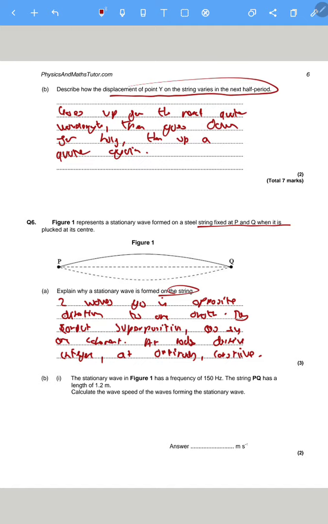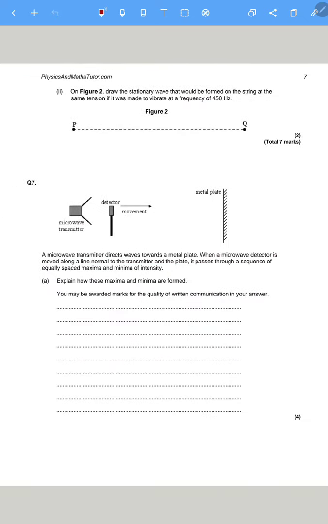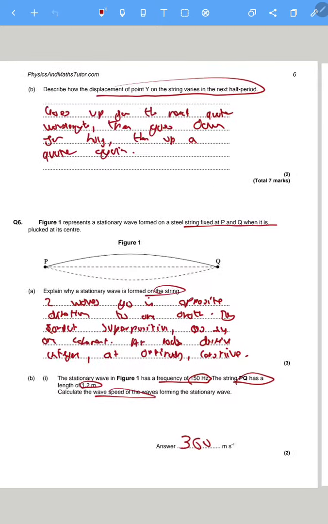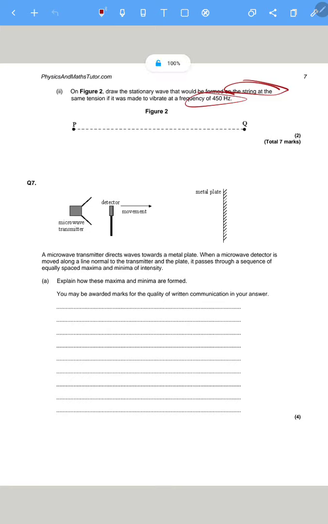The stationary wave has a frequency of that much. String PQ has a length of that much. Calculate the wave speed. So wave speed equals wavelength times frequency. 150 times 2.4. So 360. I would assume that is right. Draw the stationary wave that would be formed if it was vibrating at that frequency. So that is the third harmonic. I would try and make these equal, but I can't, because of the predicament of not having a screen to do this on.